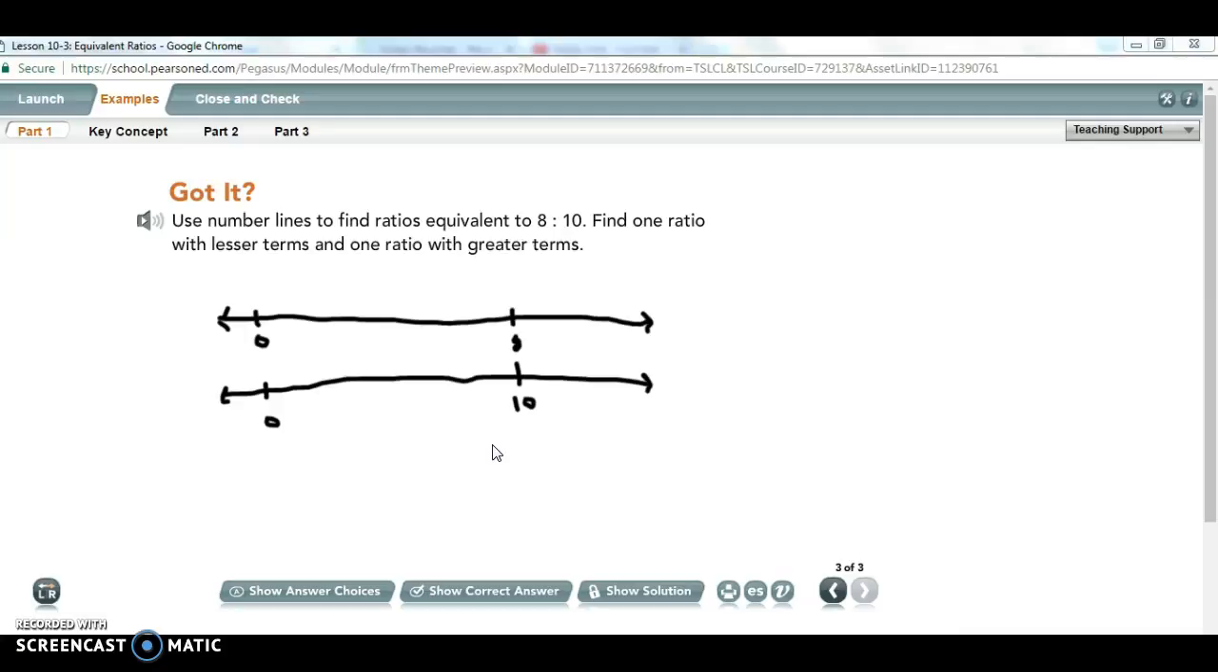So to show you where I've started, I've drawn two number lines. I've matched up my zeros and I've matched up my 8 and my 10 because I know that these are going to be a ratio together. Now I have to figure out what other numbers are going to match up with lesser terms and what other numbers are going to match up with greater terms that are going to be equivalent with my 8 to 10 ratio. I'm going to pause the video again and draw it and then be back very shortly.